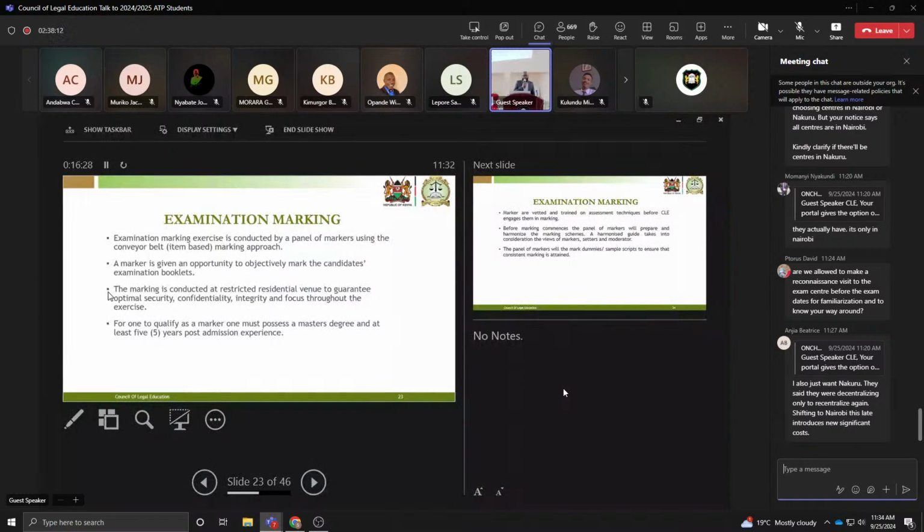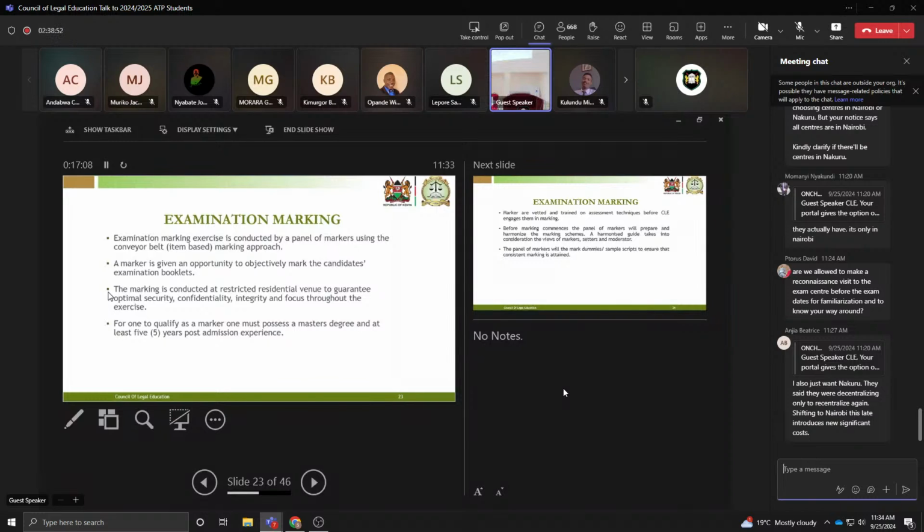Now when it comes to marking, again, marking is conducted by professionals the council outsources. Just like setting, we outsource our service providers who mark. And it's important to note that the examination marking exercise is conducted by a panel of markers using the conveyor belt or item-based marking approach. I know you might not get that, but I can explain it.